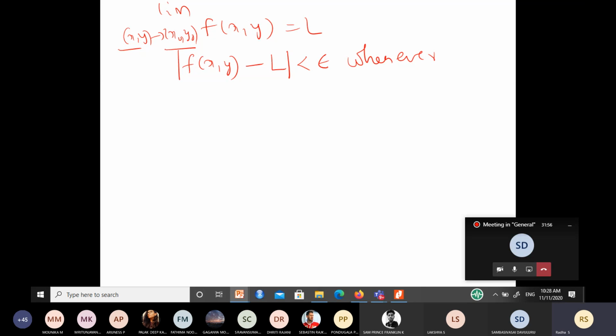What is the distance between x comma y and x naught comma y naught? You know how to find the distance between 2 points? Tell me. Root of x minus x naught whole square plus y minus y naught whole square. This value is less than delta. It lies between 0 and delta. Because distance is always positive, so I ensure that the left end value is 0, the maximum value is delta. So whenever there exists an epsilon, I should find a delta in such a way that these two conditions are satisfied to prove that limit exists.